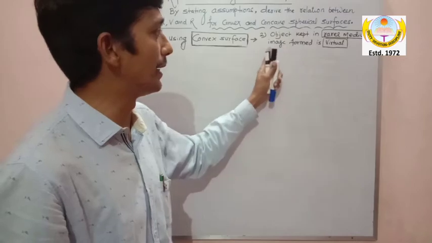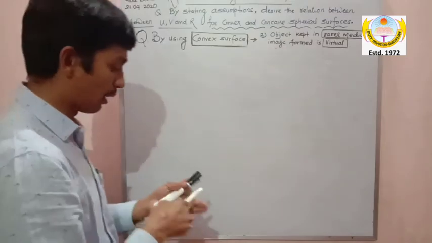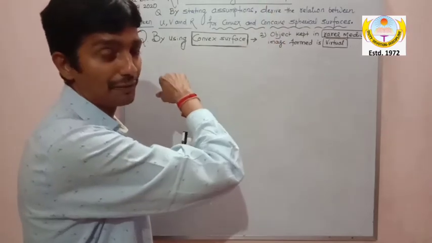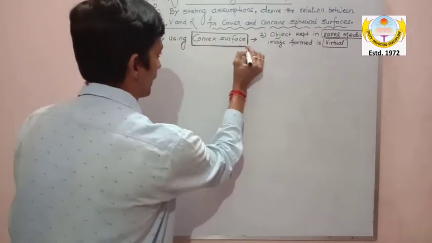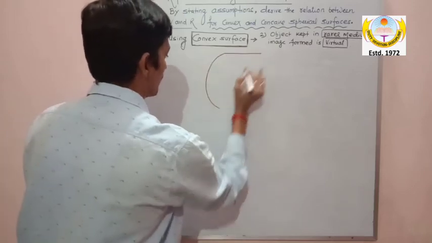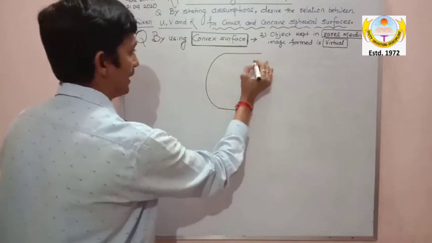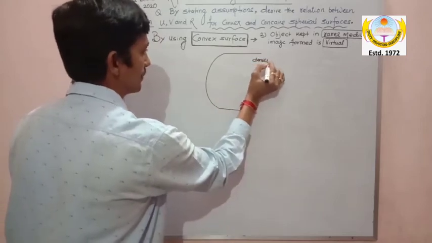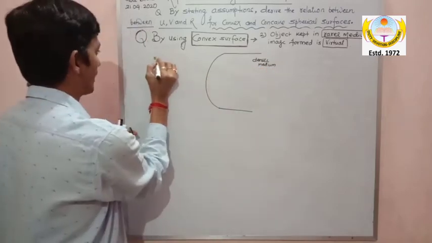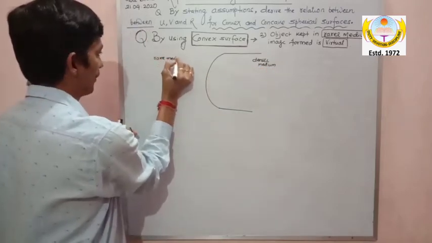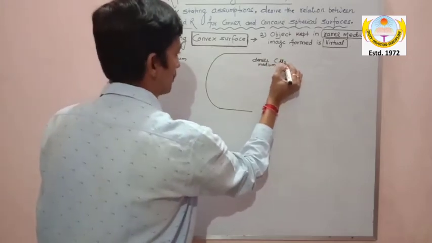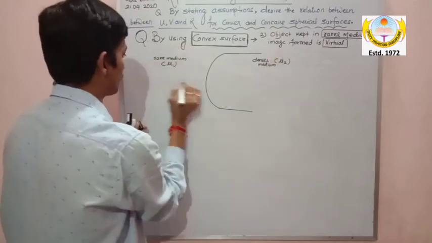Object kept in the rarer medium, image formed is virtual. Now, my dear, the object is kept in the rarer medium. The object should be placed to the left only. So how should I draw the convex surface? Again, I hope the diagram is this. This is my denser medium, because for the convex surface, here it is the denser medium, the first surface, and here it is the rarer medium. Now we will go fast. Let the refractive index be mu1, and let the refractive index be mu2. This is medium 1, this is medium 2. Here is the pole.